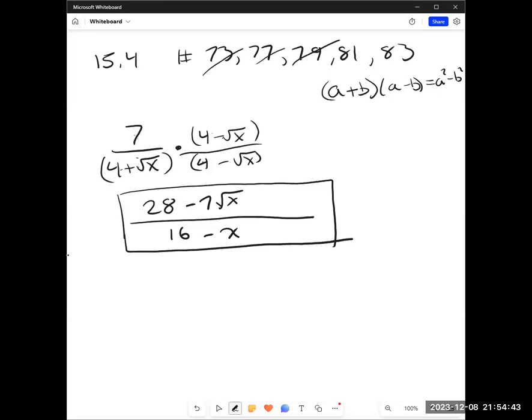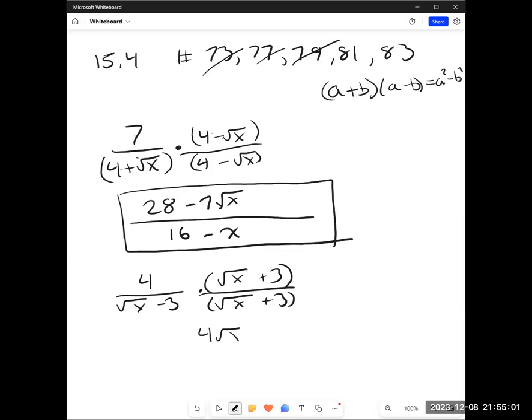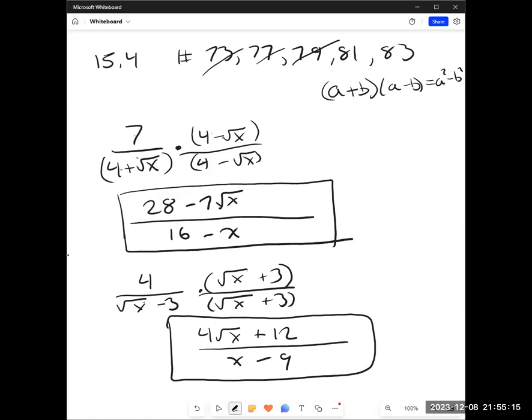Now we have our final problem in this section, 4 over root x minus 3. We'll multiply by root x plus 3 over root x plus 3, which is going to give us 4 root x plus 4 times 3 is 12. Root x times root x is x. Negative 3 times positive 3 is negative 9. And there we go.